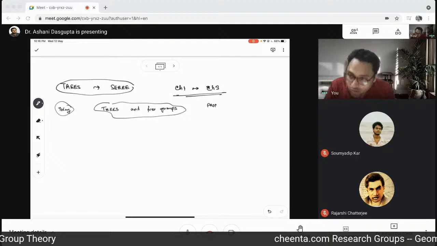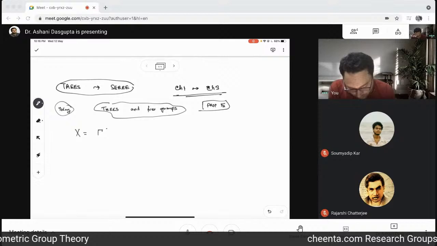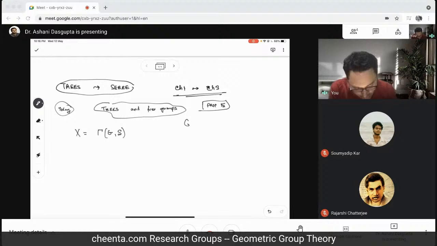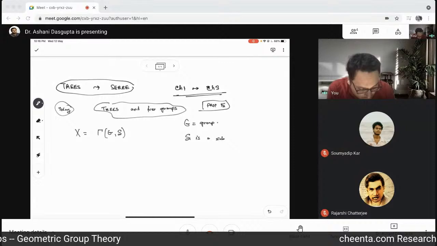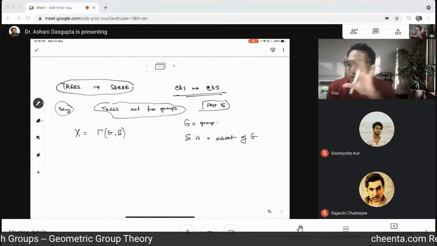It's a very simple but beautiful thing that there is a group G, and capital X is a graph defined by a group G and a subset S of the group. So here, capital G is a group and capital S is a subset of the group. And X is defined as a particular graph with the group elements of G and subset elements S. I'll tell you how it is defined in a very short moment of time.